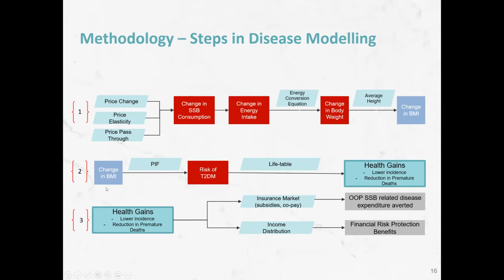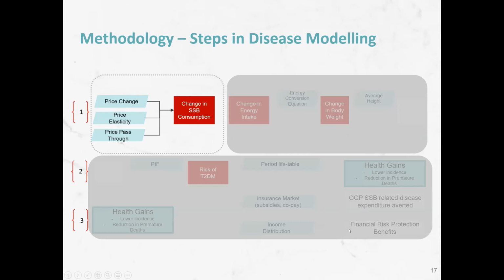Once we had the change in BMI, we converted that change in BMI to different risks. So we had risk of type 2 diabetes, and we had risk of IHD and stroke. We used life tables to convert them into health gains, in terms of lower incidence of the disease and in terms of reduction in premature deaths. Once we had these health gains, we converted them into financial risk parameters. We used the insurance market to estimate how much subsidies the government is going to give out and how much is the copay from the insurance side that leads to the out-of-pocket expenditures. And we did it by the income distribution to see how much was the financial risk protection.